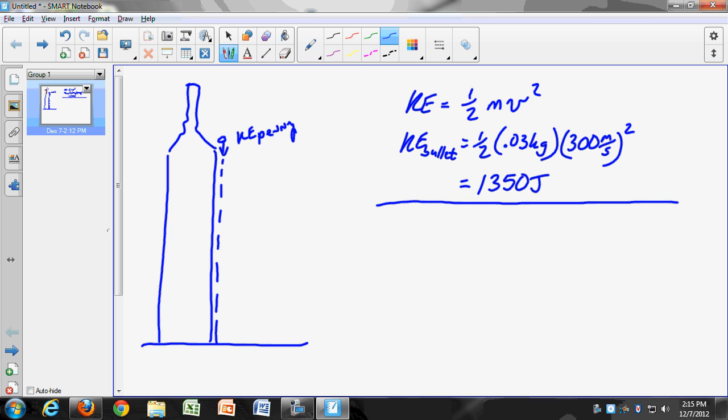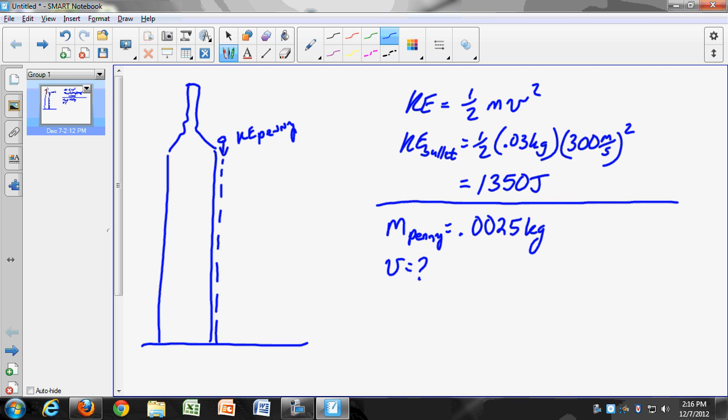I want to know the mass of the penny. I looked this up on Google. You can just Google mass of a penny. The mass of a penny is 2.5 grams. That's 0.0025 kilograms. And now I want to know also the velocity of the penny.